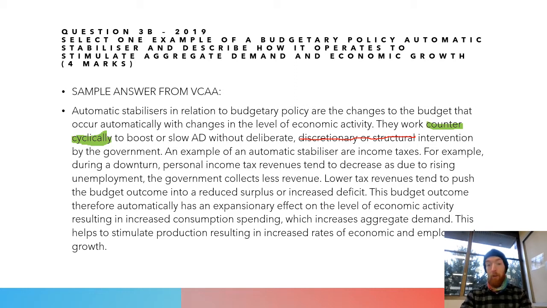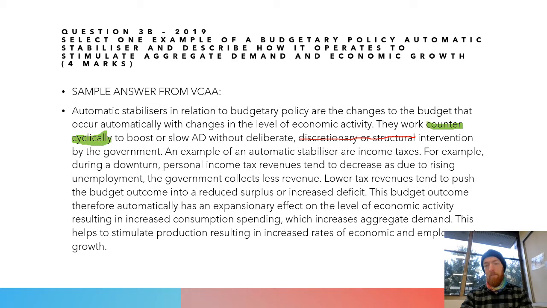So an example of an automatic stabiliser is income taxes. For example, during a downturn, personal income tax revenues tend to decrease due to rising unemployment. The government collects less tax revenue. Lower tax revenues tend to push the budget outcome into a reduced surplus or increased deficit. And this budget outcome, therefore, automatically has an expansionary effect on the level of economic activity, resulting in increased consumption spending, which increases aggregate demand. And this helps stimulate production, resulting in increased rates of economic and employment growth.